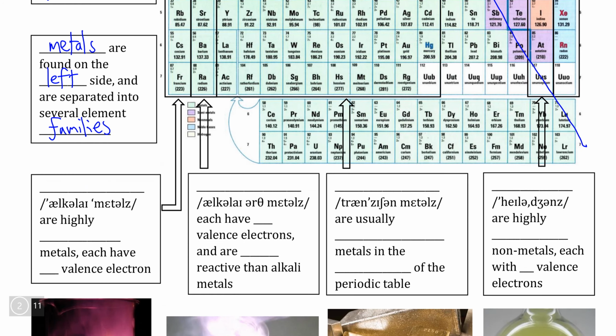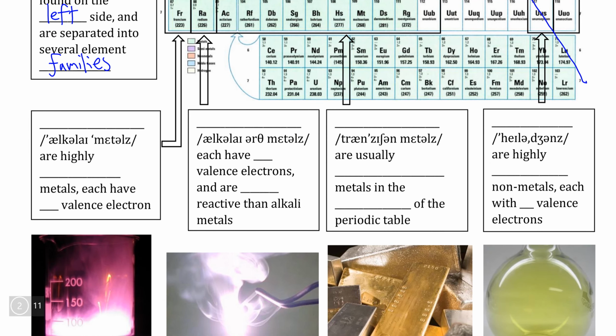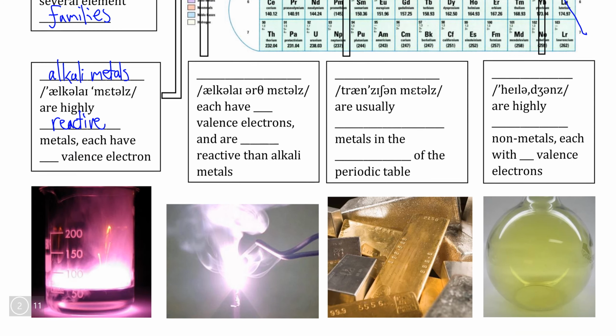So let's go through a few of these. The first of which are what we call the alkali metals, and the alkali metals are very exciting to study because they are all very, very reactive metals. They are all very, very unstable. This alkali metal is potassium, which is actually shown exploding in a bright purple flame as it touches water.